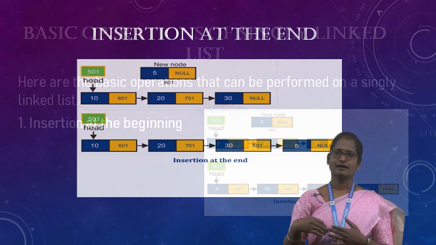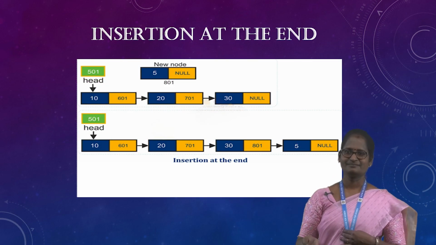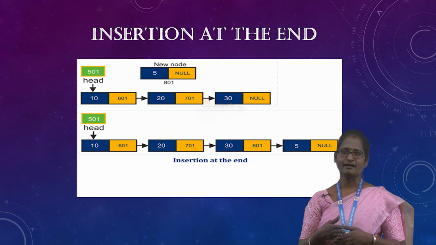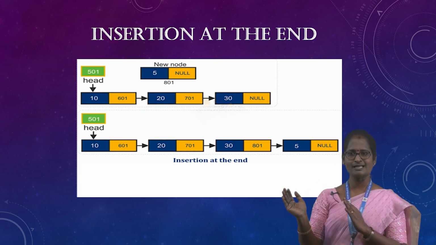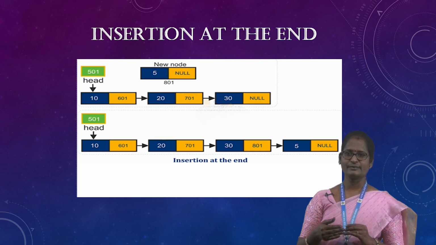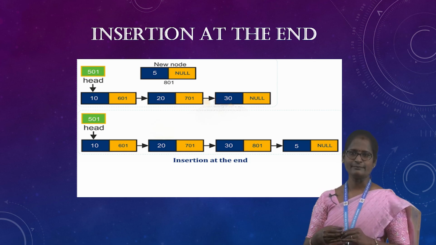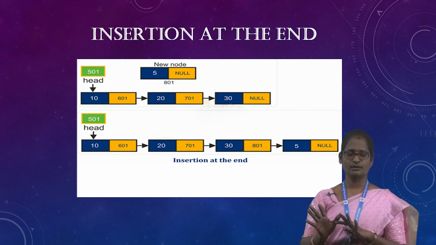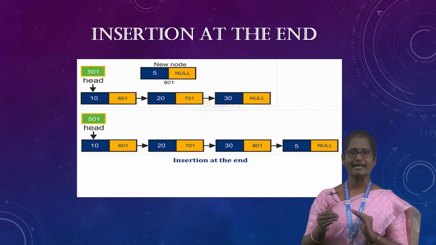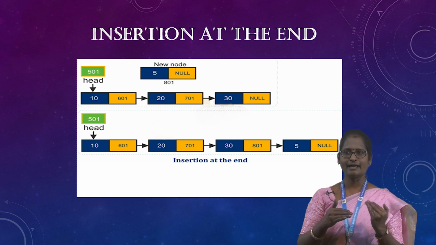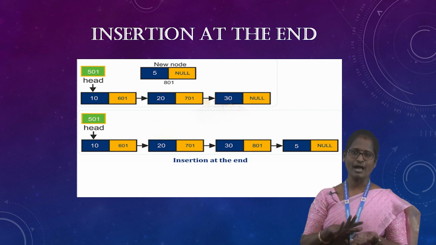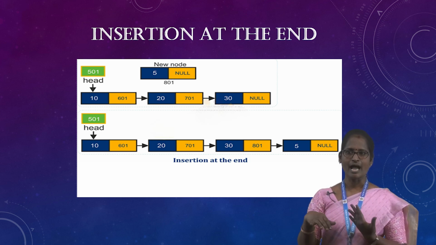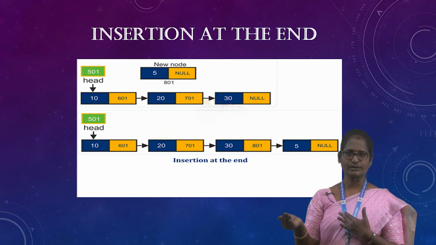Next, insertion at the end. In this diagram, the new node 5 is inserted at the last position in the list. The algorithm is followed. The first step, allocate memory for the new node. Then assign the data to the new node and make its next null. If the list is empty, make the new node the head. Otherwise, traverse to the last node and update its next to the new node.